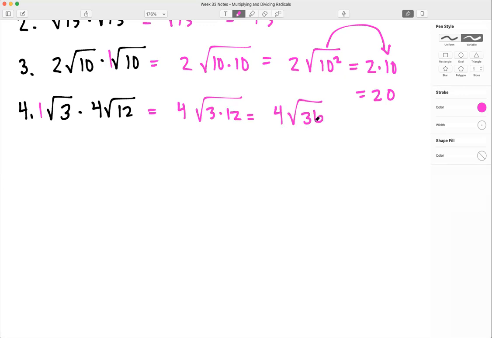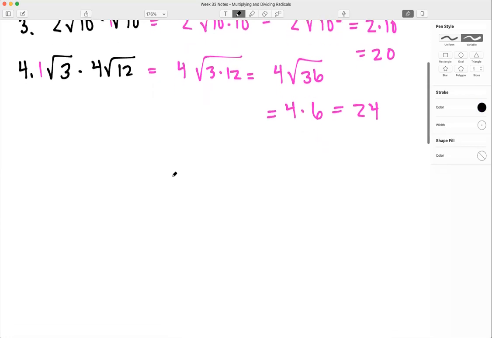Well, the square root of 36, you always ask yourself, is it a perfect square? And in fact, it is. So we're going to have to take that square root. What is the square root of 36? 6. So our answer is going to be 4 times 6, which is 24. That's our answer.